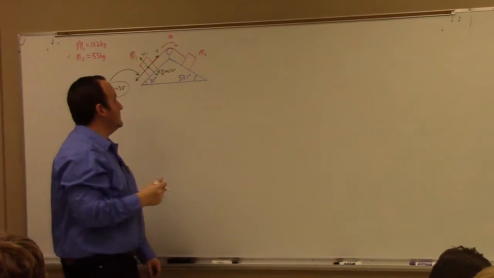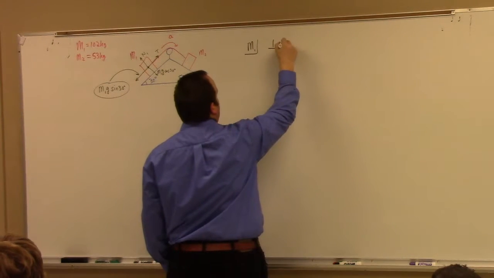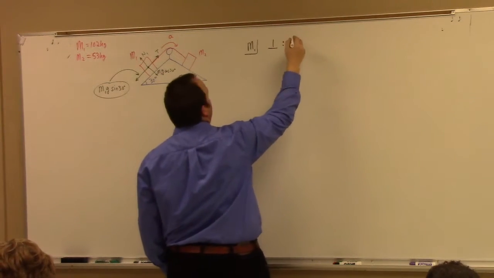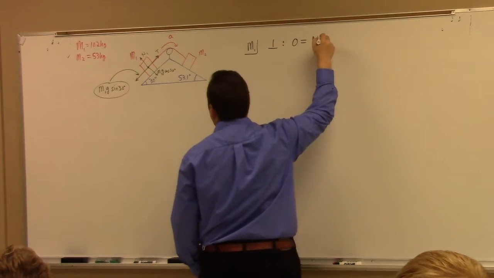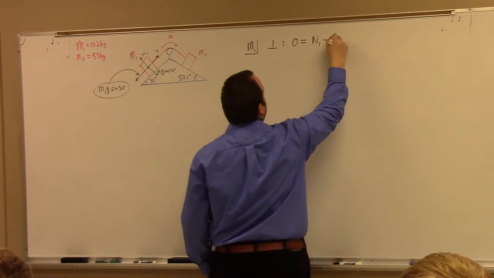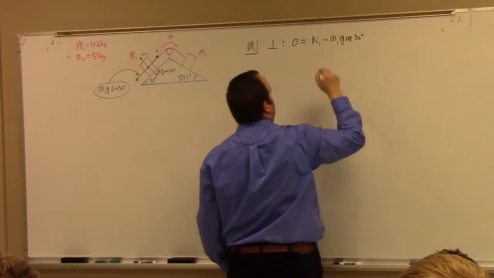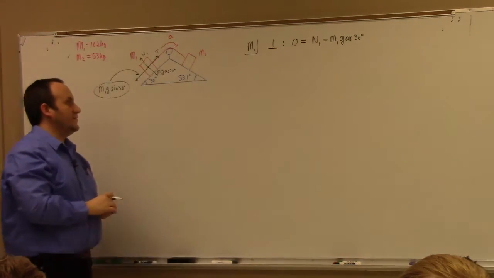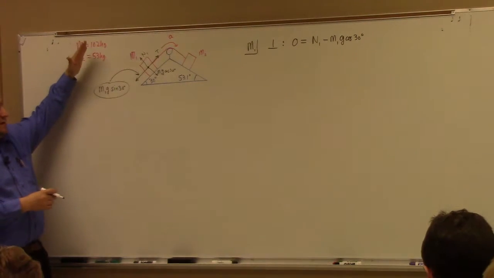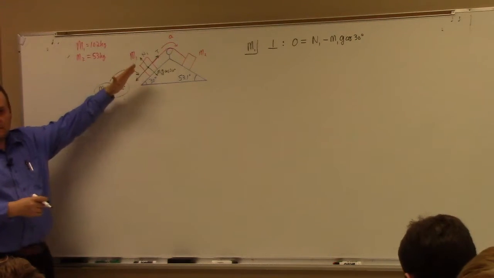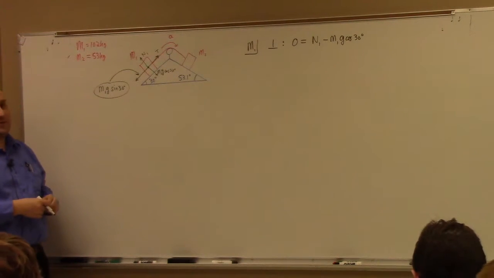So if you look at m1 perpendicularly, not actually a word, and yet you knew what I meant, N1 minus m1g cosine of 30 degrees. So that's Newton's second law in the perpendicular sense for m1, right? Again, m1 is not accelerating into or off of the inclined plane. You guys with me? How about the parallel direction?